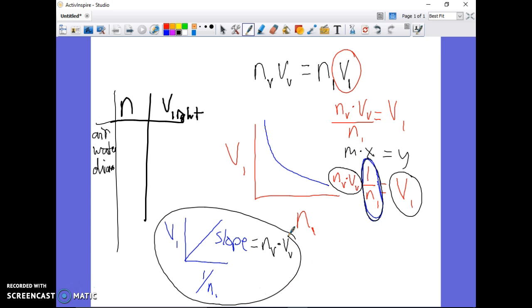Show both of the graphs. Show the calculations. Good luck.